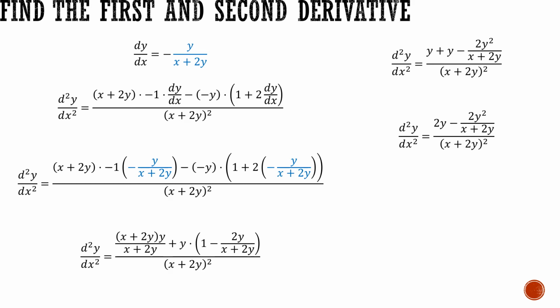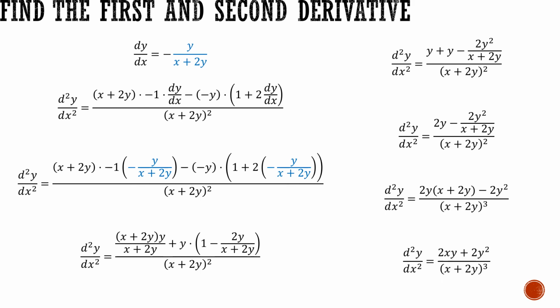All right, again, we don't really like having the double fractions, so the easiest way to get rid of this is to multiply everything in the expression by x plus 2y. In doing so, I get a nice pretty expression with one fraction bar of 2y times x plus 2y minus 2y squared over x plus 2y cubed. And finally, just simplifying a little bit more, I get 2xy plus 2y squared over the x plus 2y cubed.